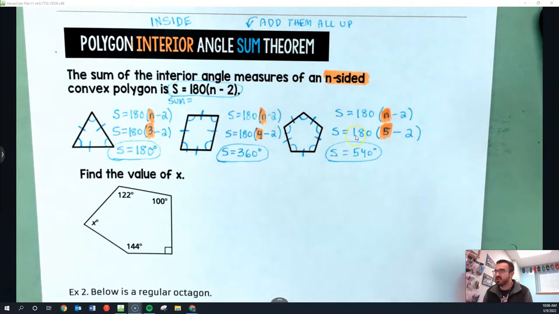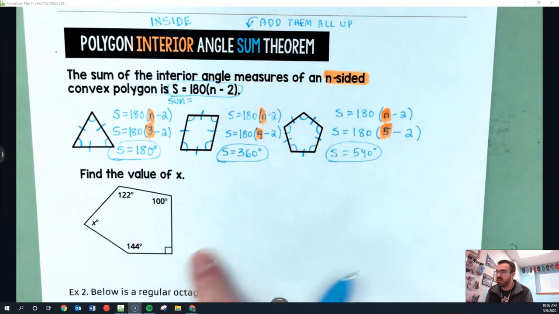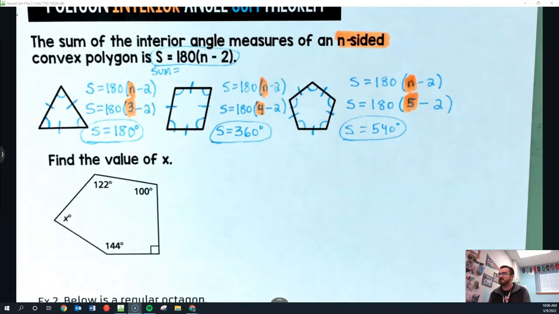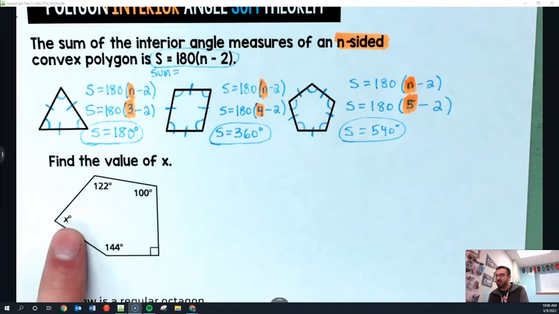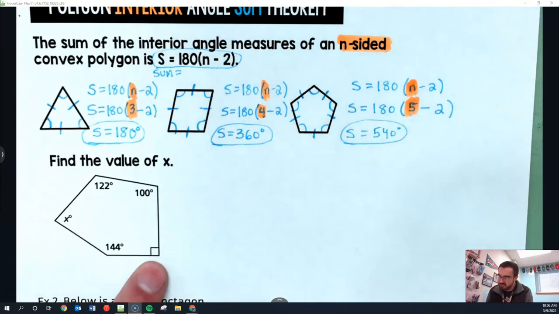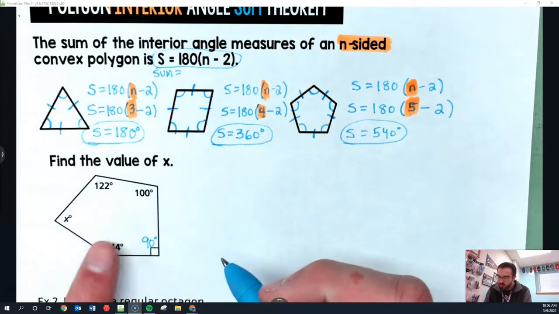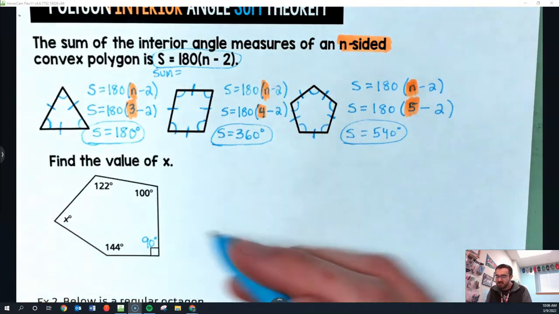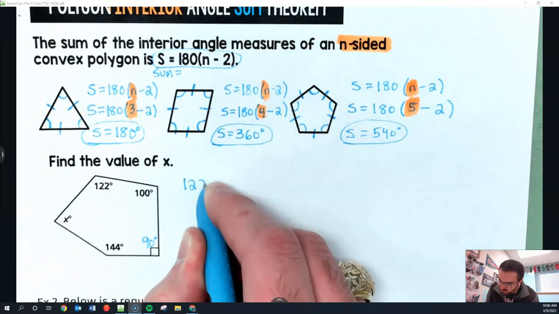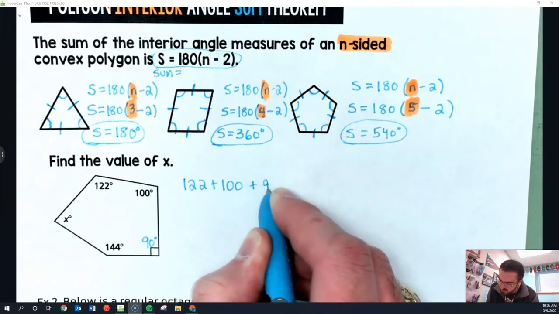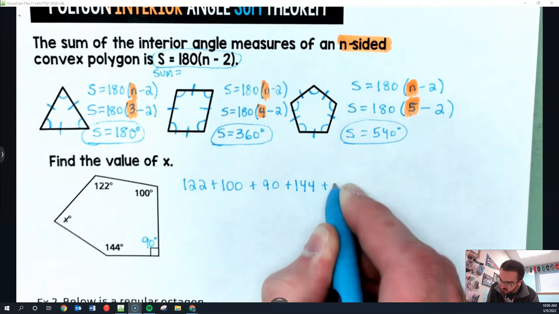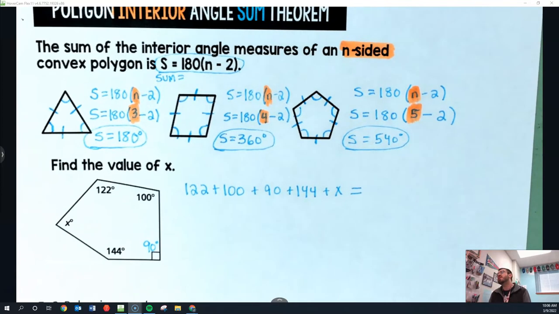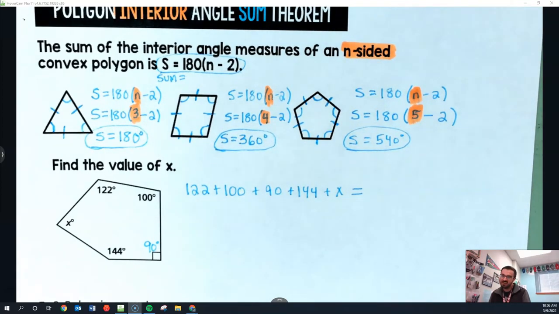So now let's use that same strategy to try to figure out this. Okay? In this one, it is saying find the value of x. All right? So we know all of the angles. Remember, if this is a right angle, this is 90 degrees. We know all of the angles in this polygon besides x. Okay? So somehow we're going to add up all these. So let's do 122 plus 100 plus 90 plus 144 plus x is going to equal something. Now, we don't know what it equals, though. That's what we try to figure out.